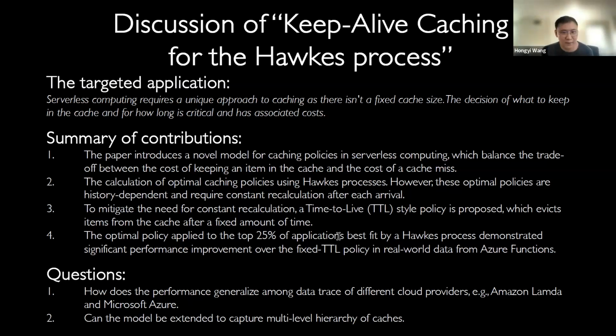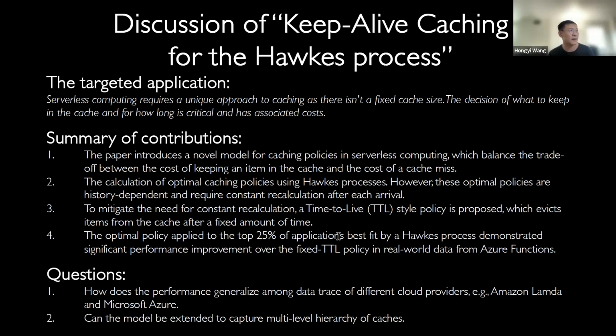So I have a few questions. One is that it seems like we need to model the cost. That's quite important in systems. So I do wonder, how does that generalize across different cloud providers? Let's say Azure or Amazon Lambda. That's one thing. And more generally, how does this model generalize across different applications?